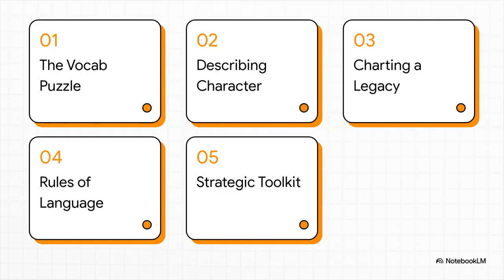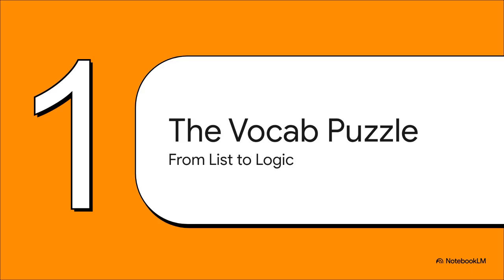So here's our game plan. First, we'll dive into this whole vocab puzzle concept. Then, we're going to break down our words into 3 simple themes: describing character, charting a legacy, and, believe it or not, the rules of language. And finally, we'll arm you with a strategic toolkit so you can conquer any list they throw at you. Our mission here is pretty simple, actually. We're going to transform that chaotic list into a logical structure. And the way we do that is by finding the hidden relationships between the words. All right, let's start sorting.